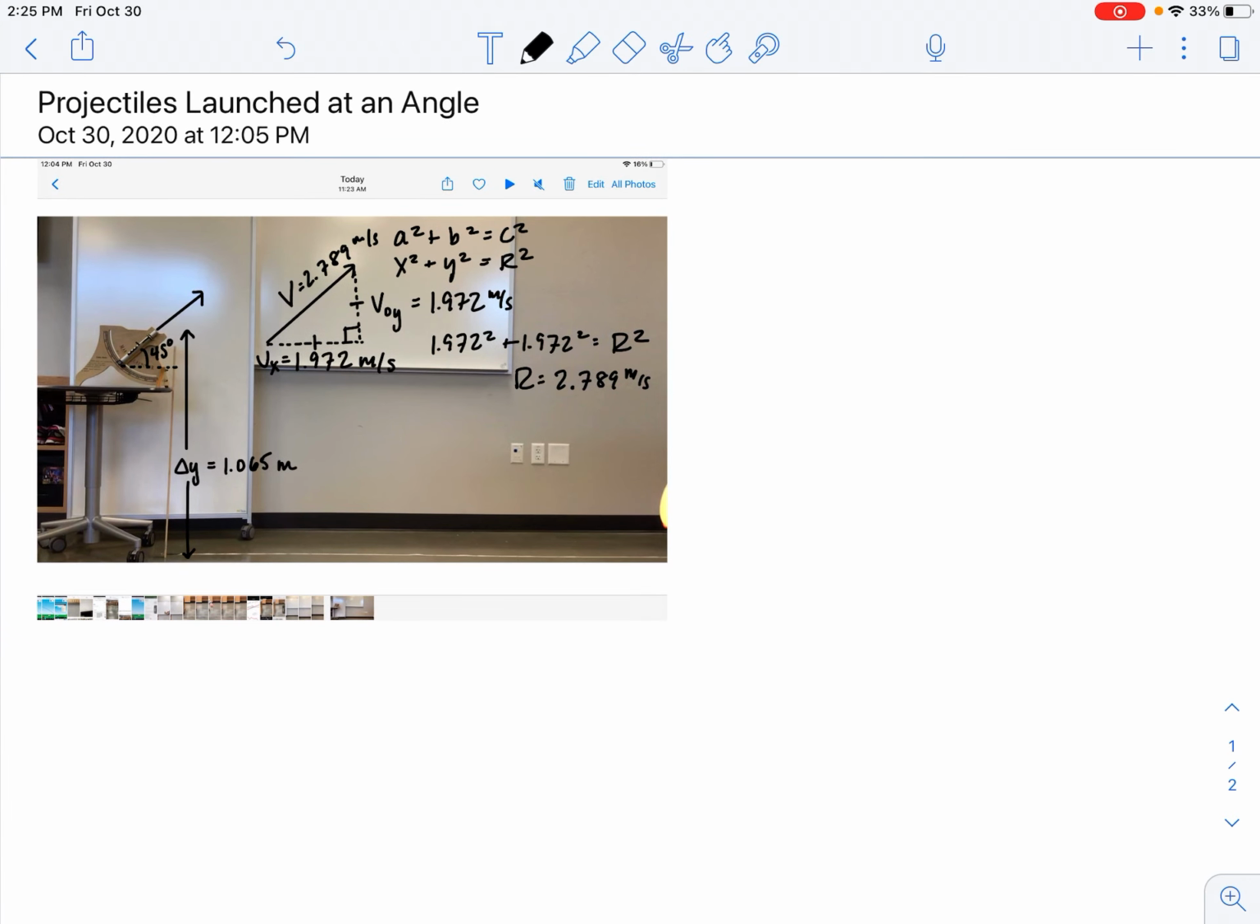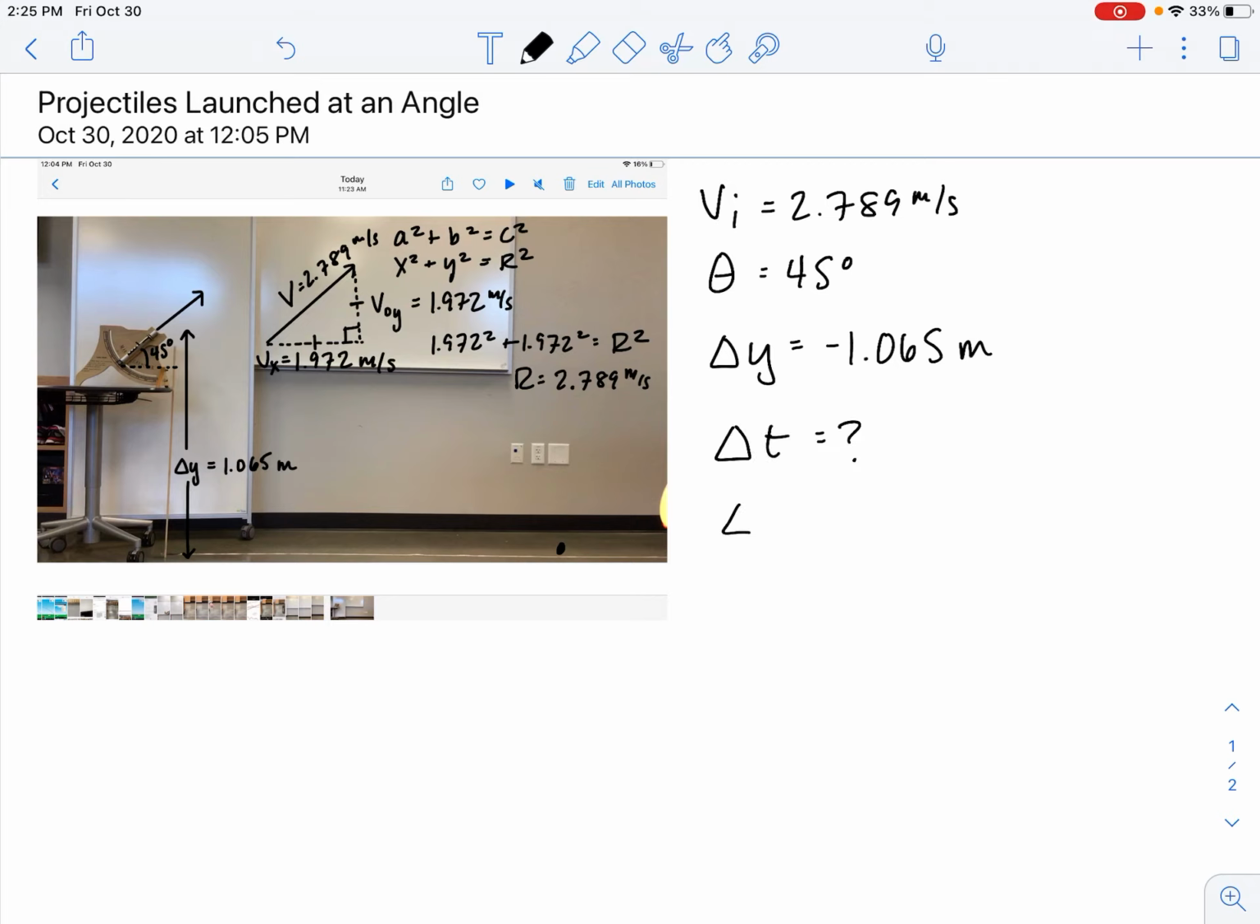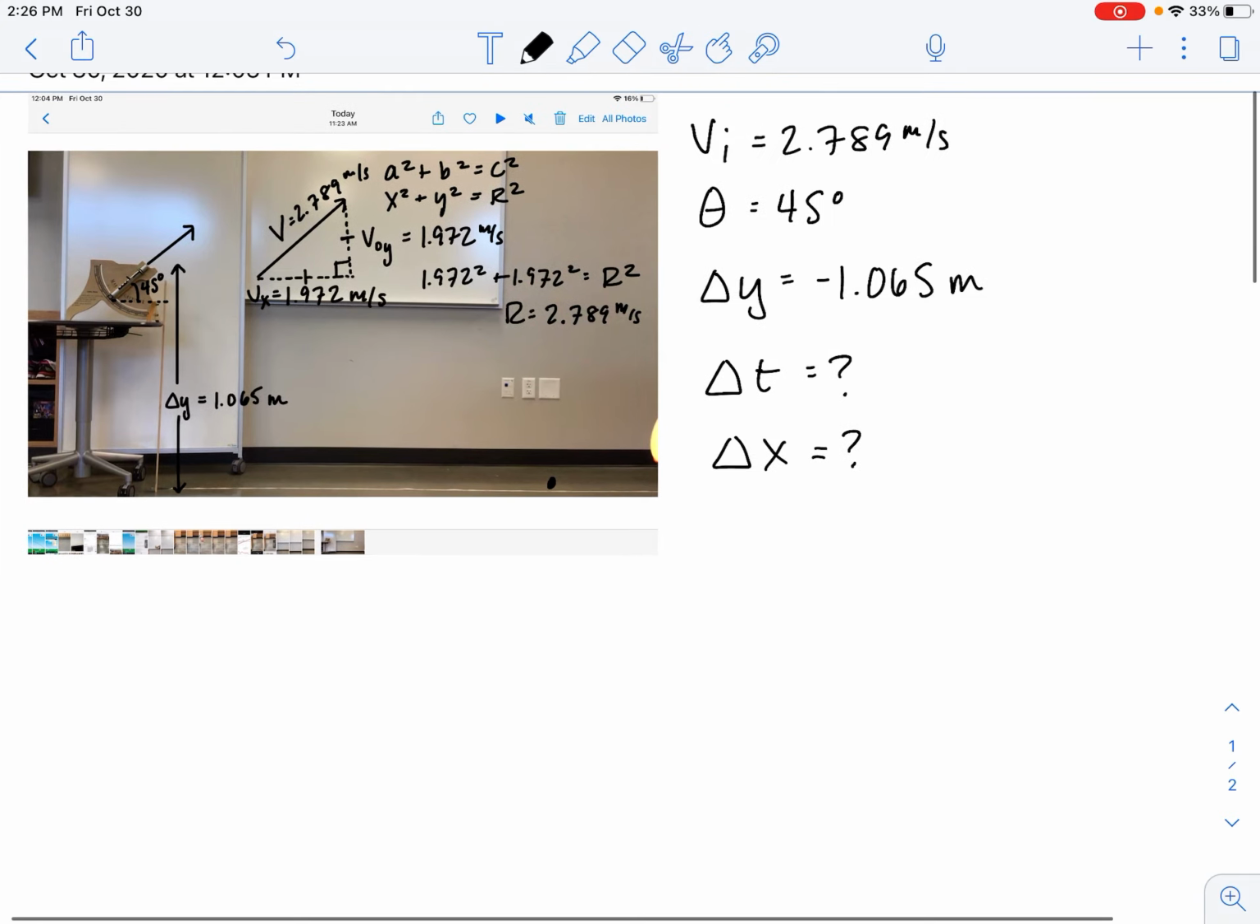Okay, so we have initial velocity is 2.789 meters per second. We have launch angle is 45 degrees, and we have vertical displacement is actually negative 1.065 because the ball is going to land below where it started. Here's what we're going to try to calculate. We're going to calculate the time that the ball was in the air, and we're also going to calculate the horizontal displacement of the ball, and then we'll compare those two items to our actual values from video physics.